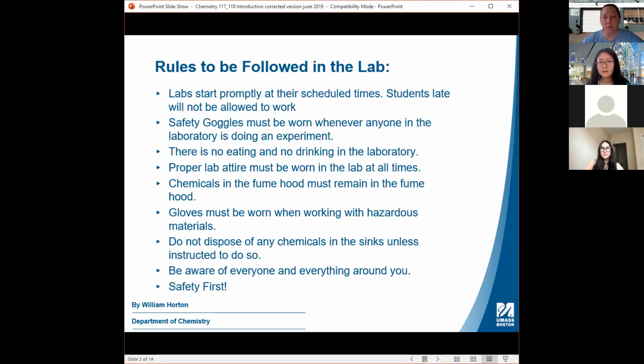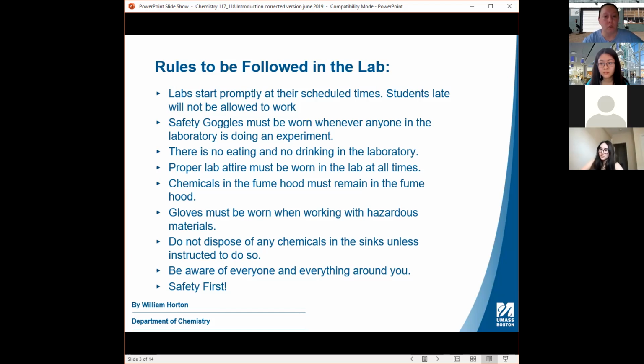Okay, so lab rules. Even though we're not in the lab, I'm going to go over this with you because these are general requirements that you will need in the future in all of your lab courses. Labs will start promptly at their scheduled times. If we were in person, we would give a certain amount of leeway. Usually we spend the first few minutes collecting all of the pre-labs. In that time, you do have some leeway.